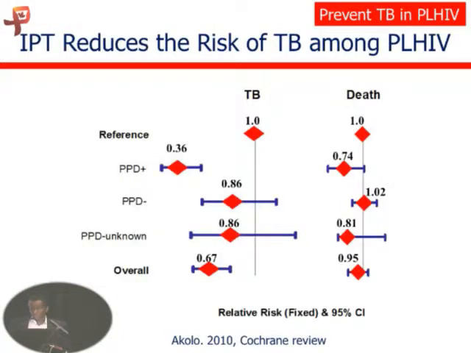So this is a slide that shows how IPT works. IPT prevents TB, particularly in skin test positive people living with HIV. There is a marginal but not significant reduction effect also on mortality, although debated because of selection of cases and the like. But there is clear evidence that IPT prevents TB in people living with HIV, and this is a result of a Cochrane review.